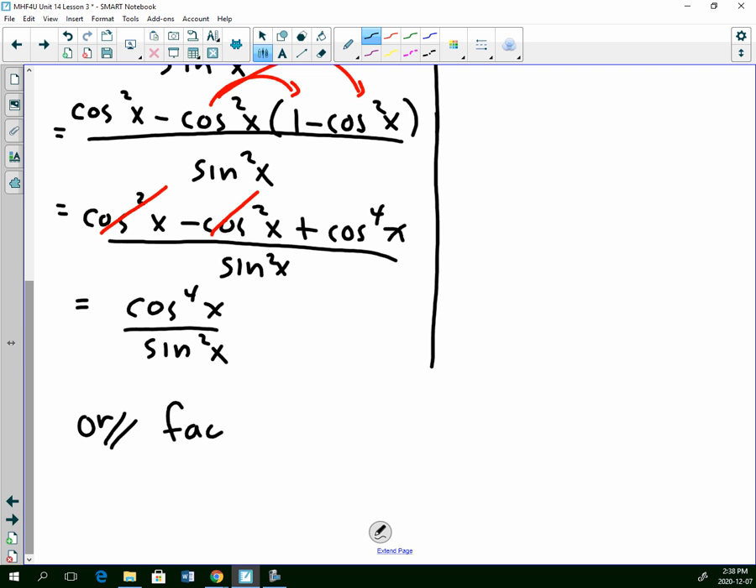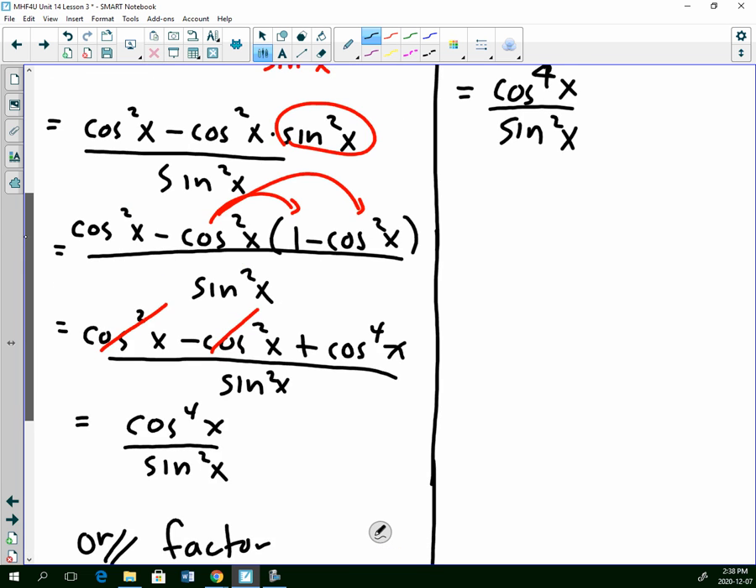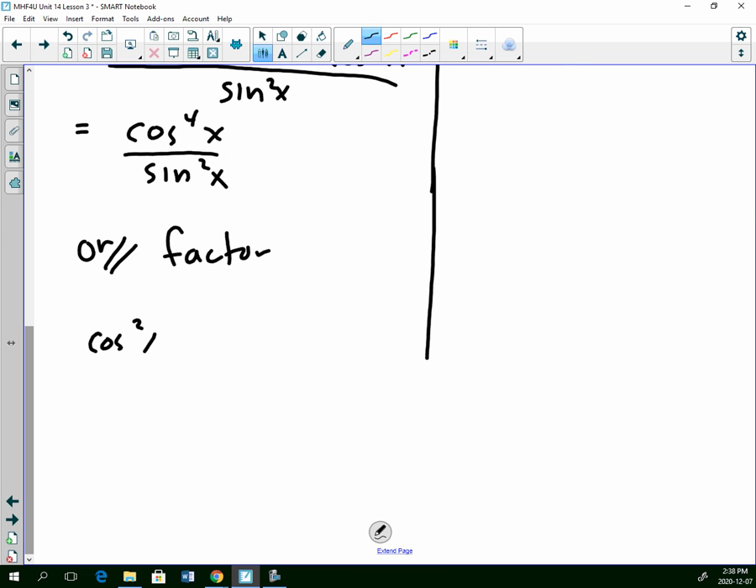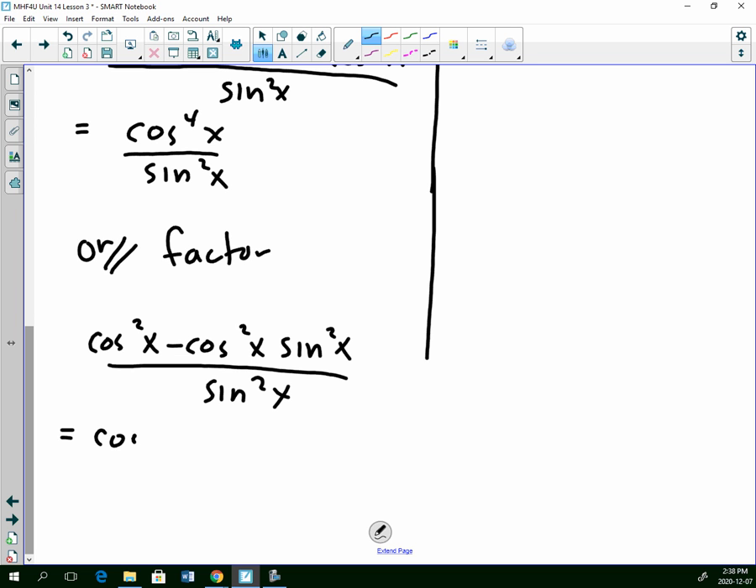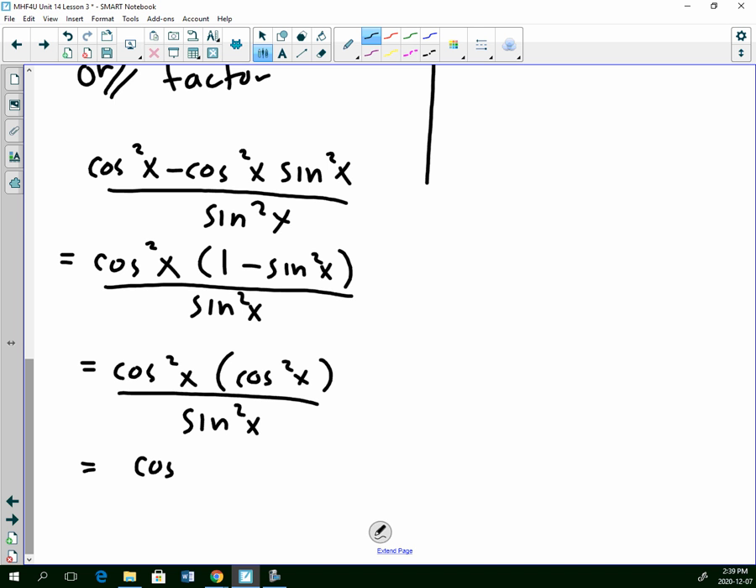Or you can factor. Some people like to factor. Some people see this and some people don't, so it doesn't really matter. If you don't see it, you can do it the original way, but this is what we had up here. We had cos squared x minus cos squared sine squared. If you want, you can factor out a common cosine squared. Both terms contain a cosine squared. So cos squared goes into cos squared once. And then you can replace 1 minus sine squared with cos squared. And then multiply the numerator and get your cosine to the 4th.